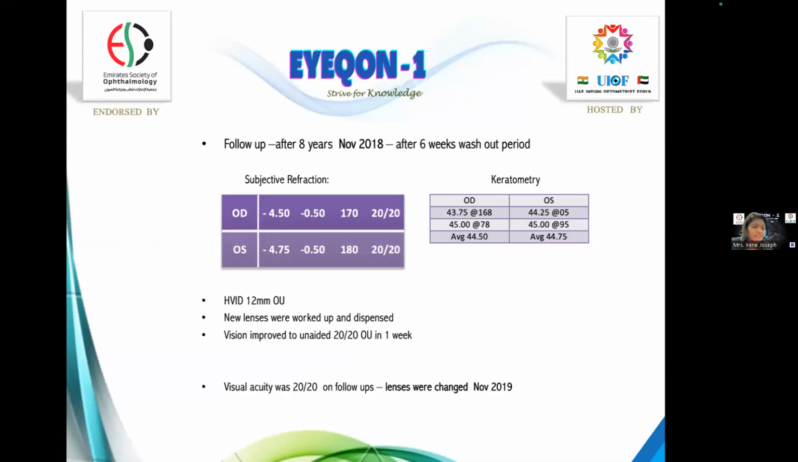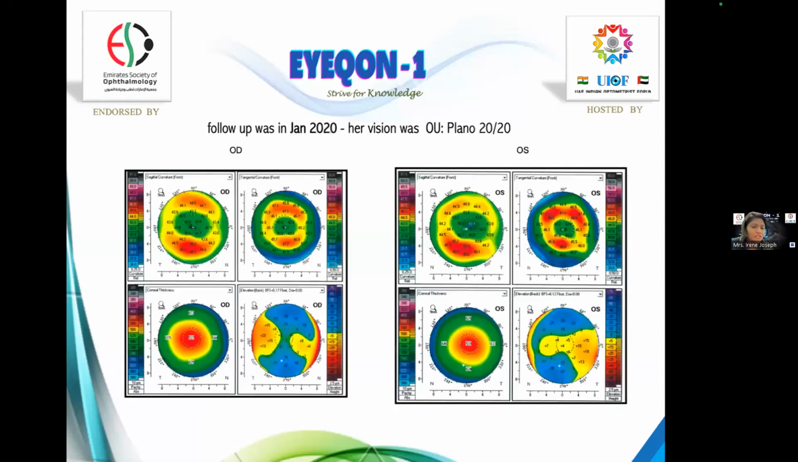At one of her follow-ups, after 8 years of using the lenses, in November 2018, we did a refraction after a 6-week washout period and found that she was -4.5 and -4.75, which is quite in the same range of refractive error as when she started in 2010. And we gave her new lenses then. In 2019, we didn't do a refraction, but we just changed the lenses because unaided vision was still 20/20. After a couple of months of using those lenses, her vision was corrected to 20/20. And if you see the tangential map on the right upper corner of the two maps, the right and the left eyes, you'll see the bullseye pattern.